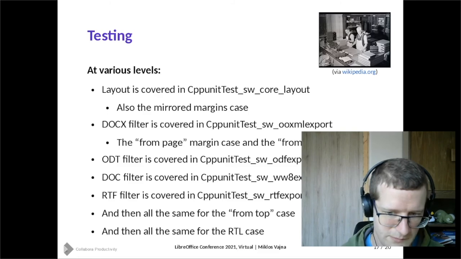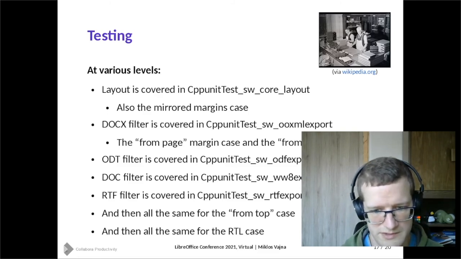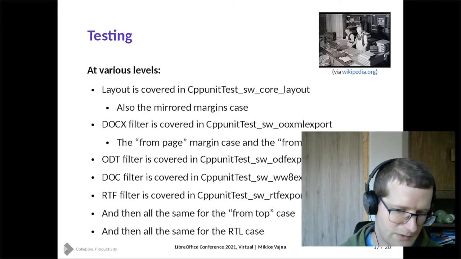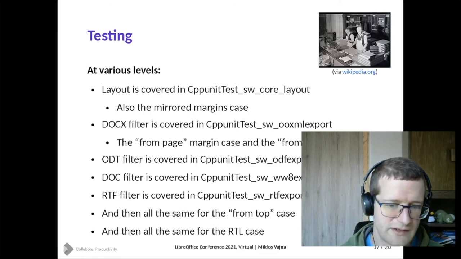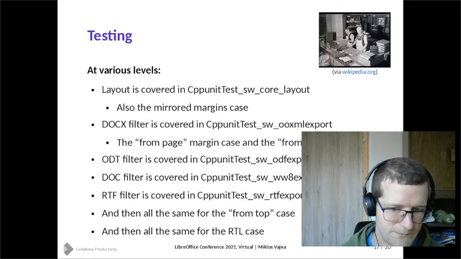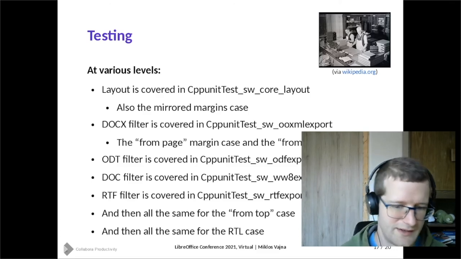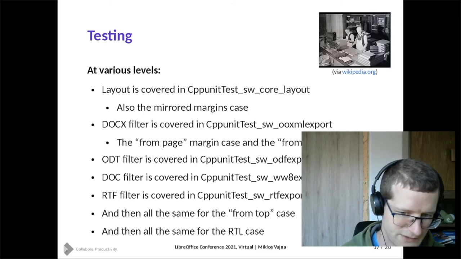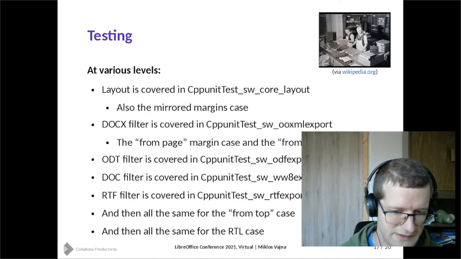RTF has the markup to represent gutter margins, and if the gutter position is from the left or from the top. We also have RTF markup for the right to leftness of the gutter margin. So all this is covered in the RTF export test suite, which is again import and export. And then you redo everything just for the from top case, when the gutter margin is not on the left but on the top. And then you repeat everything for the right to leftness.